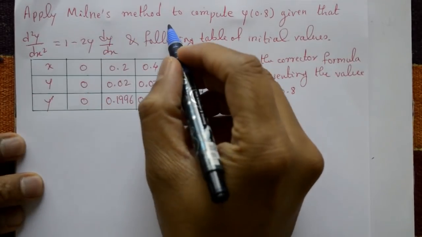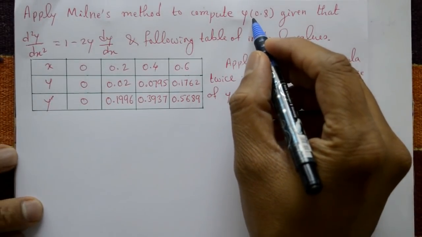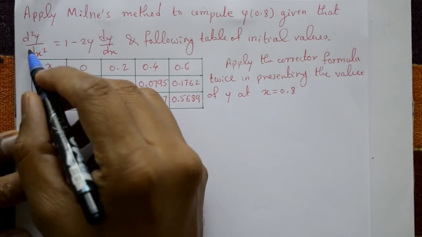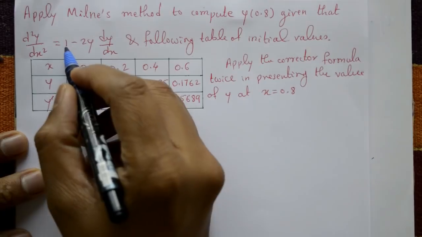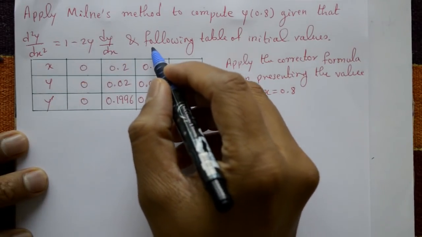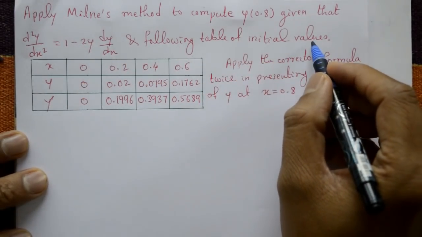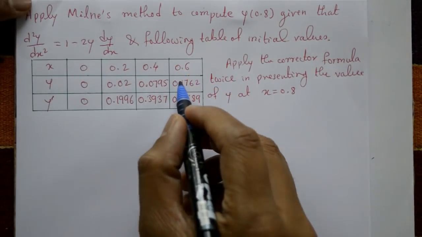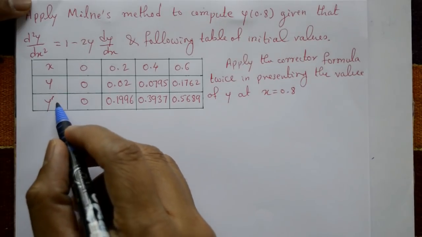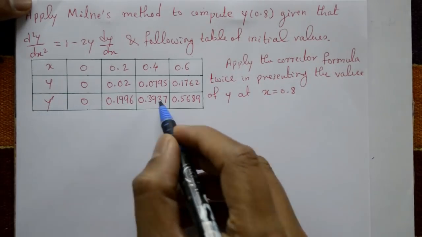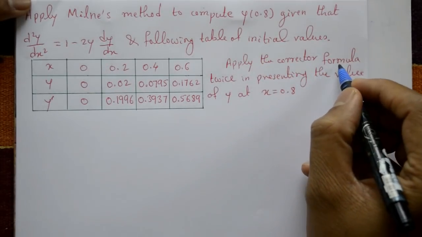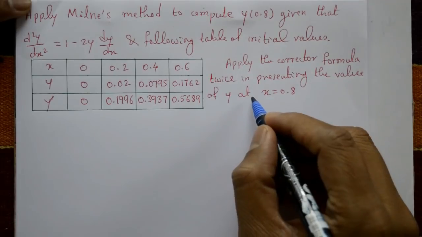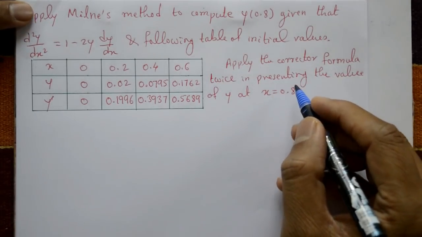Apply Milne's method to compute y of 0.8, given the second order differential equation d square y by dx square is equal to 1 minus 2y dy by dx, and the following table of initial values. These are x values and y values. These are y dash values. Y dash means dy by dx, or z values. Apply the corrector formula twice in presenting the value of y at x equal to 0.8.